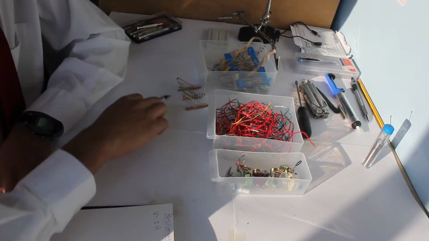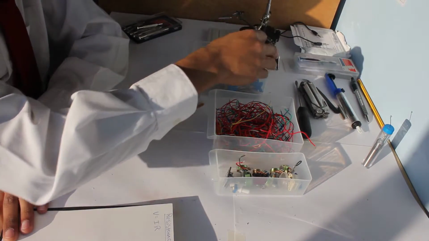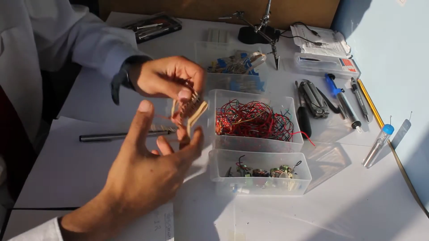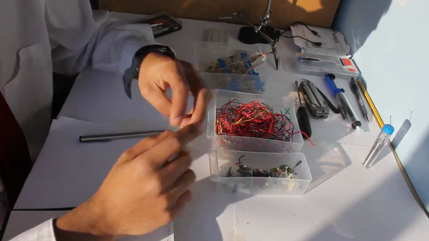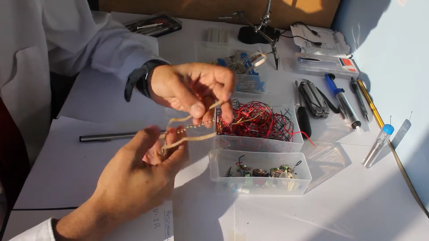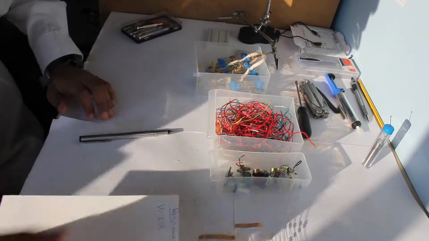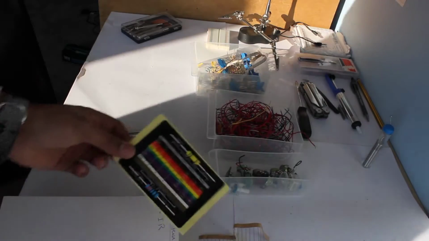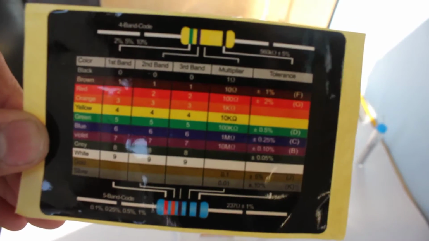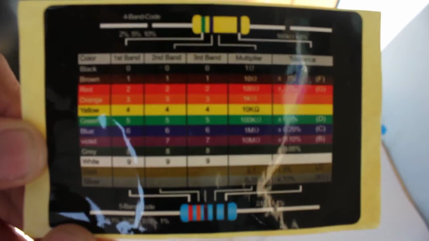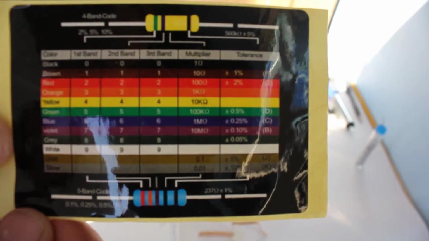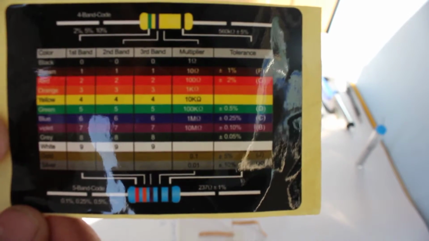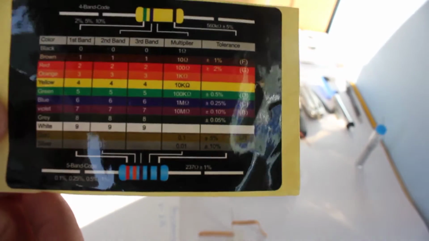Okay, so the color bands. What do the color bands mean? Each color has a different number, and then on the end there is either a color of gold, silver, or brown, I believe. I have a sticker here. If I zoom in, each of the colors has a different value. For example, brown is 1, red is 2, orange is 3, yellow is 4, green is 5, blue is 6, violet is 7, grey is 8, white is 9.